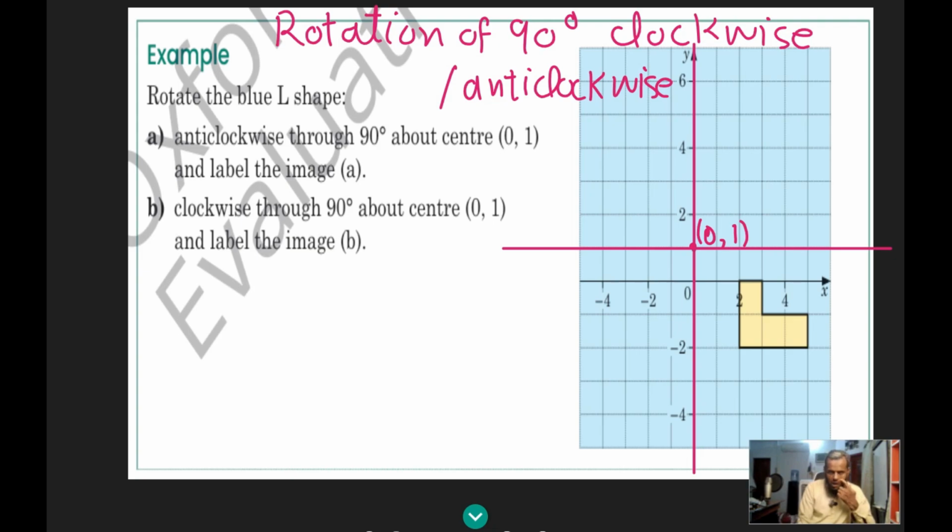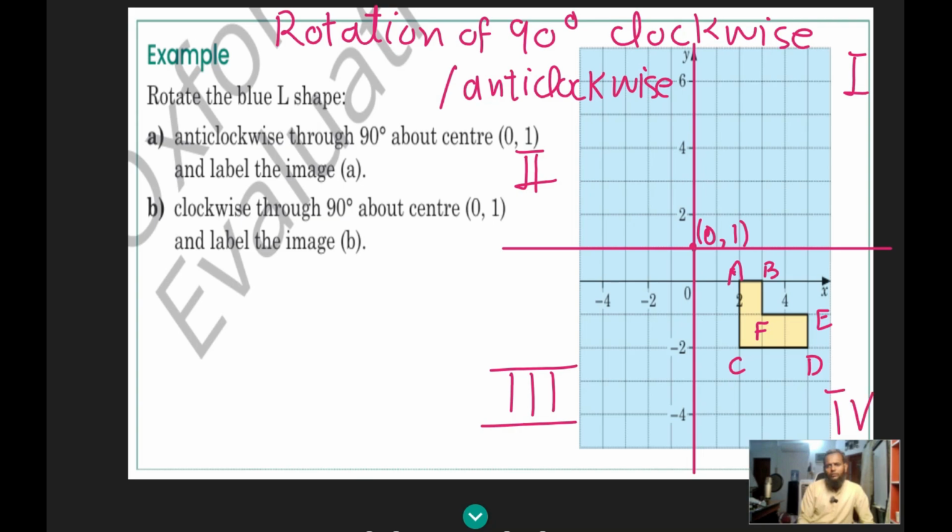According to center, we will see the coordinates of the point. Okay, I will suppose this is A point, this is B point, C point, D point, E point and F point. So you should see that according to new center, they are in fourth quadrant. This is first quadrant, this is second quadrant, this is third quadrant. Okay, this is fourth. Our figure is in fourth quadrant. So we will see what are the coordinates of A.